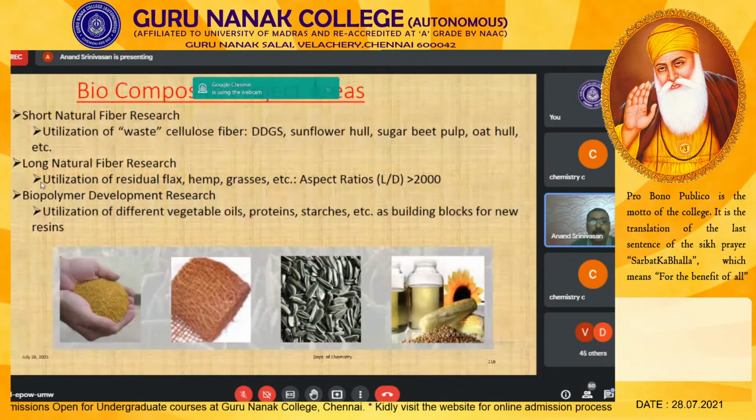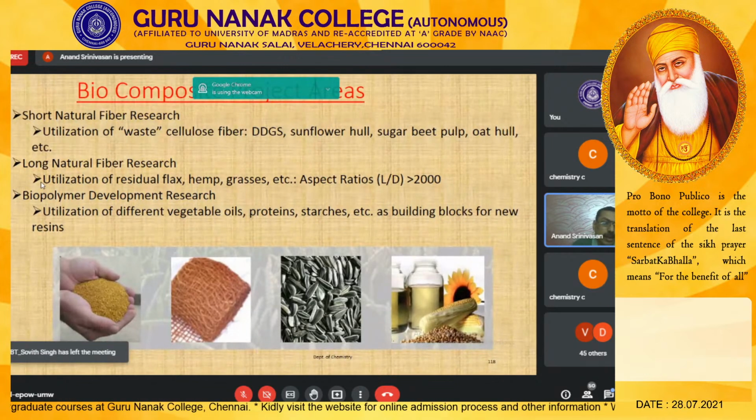So when you look at the biocomposite area, you can look into short natural fiber research. This is for the students, I'm telling you. Utilization of waste to wealth material. Then long natural fiber can be used, utilization of residual flax, hemp, grasses. You can even alter the aspect ratio. Aspect ratio is nothing but the length by diameter ratio. So the greater the aspect ratio, the greater will be the performance of your product. Therefore, the aspect ratio can be altered when you are using a long natural fiber.